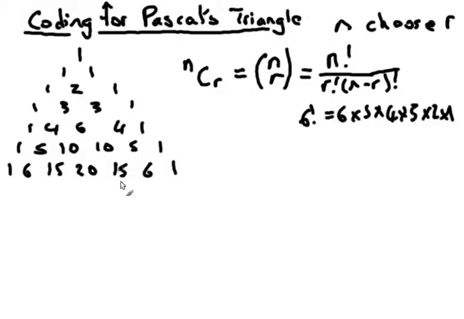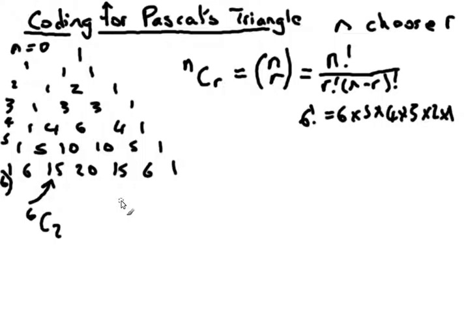Well, let's take this element here. That is actually going to be worked out by doing 6 choose 2. The reason is n is how many rows you have to go down, but you always start from 0. So that's 0, 1, 2, 3, 4, 5. And as you'll see, we're 6 rows down, because that's the 6th row down here. That's going to be our value of n.